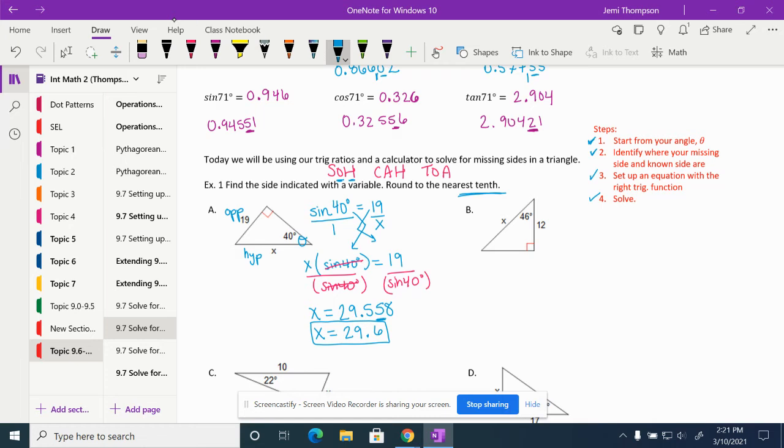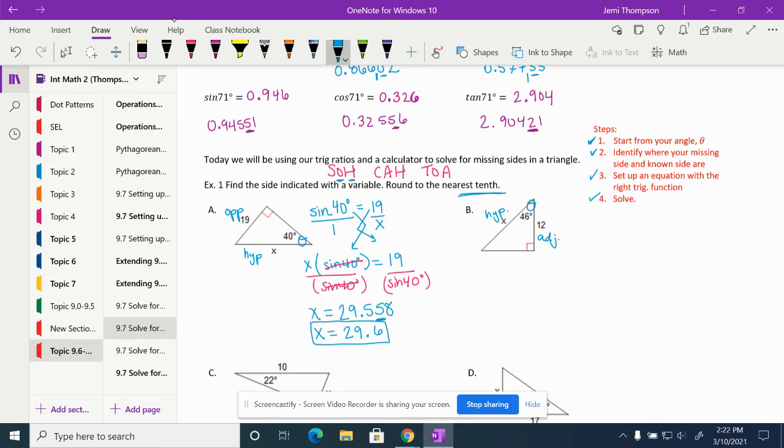Okay, so starting with problem B. Start from your angle theta. So whatever acute angle is identified, that's where I'm going to put my theta. Identify where your missing and known sides are. So what do I know? I have side length 12. Where is 12 located? Is it hypotenuse, opposite, or adjacent? 12 is adjacent. Where is x located? It's the hypotenuse.